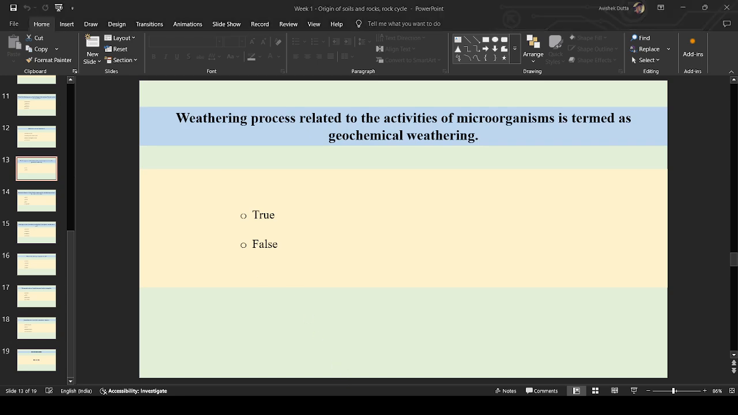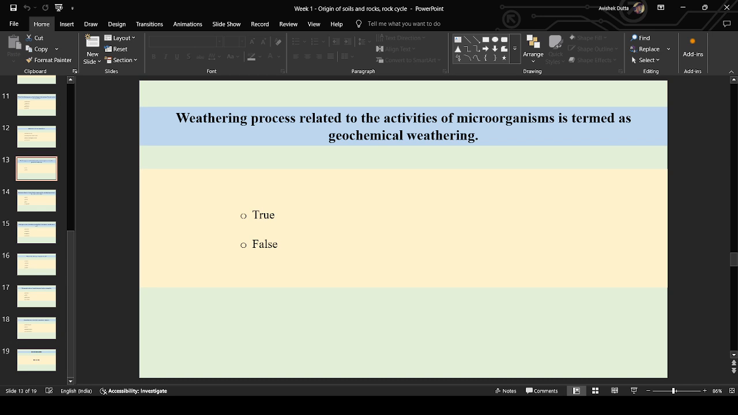Yes, again a true false statement. Weathering process related to the activities of microorganisms is termed as geochemical weathering. I repeat, weathering process related to the activities of microorganisms is termed as geochemical weathering. Is this statement true or false?